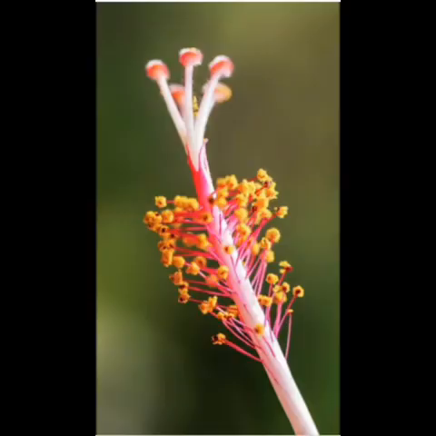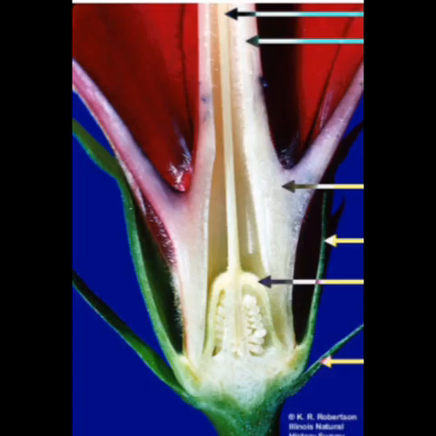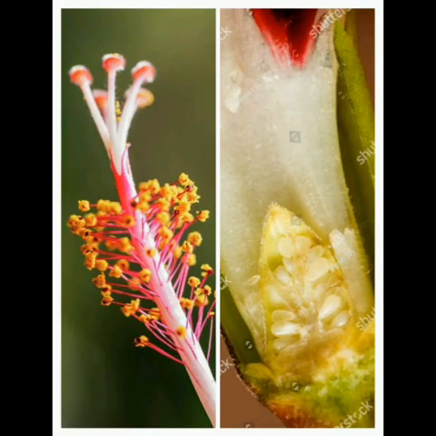Pollen grain is the male gamete and ovule or egg is the female gamete. These things you have observed through a microscope last year. Now let's check how seeds are formed from pollen grains and ovules.